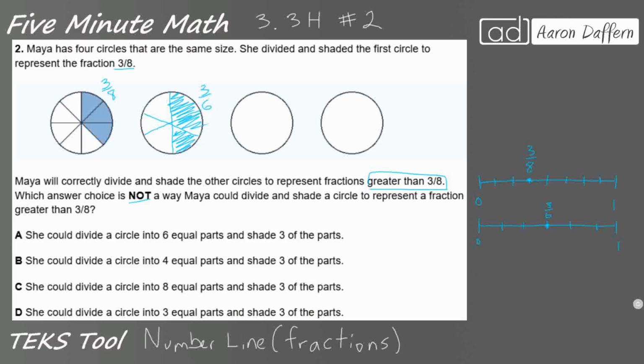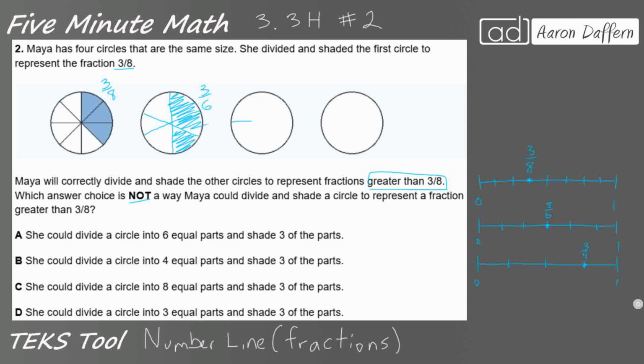Divide a circle into 4 equal parts and shade 3 of them. Let's do this. Here's my 0 to 1. I'm going to cut it in half and then cut each half in half. And there we go. Oh yeah, 3/4. Definitely greater than my 3/8.